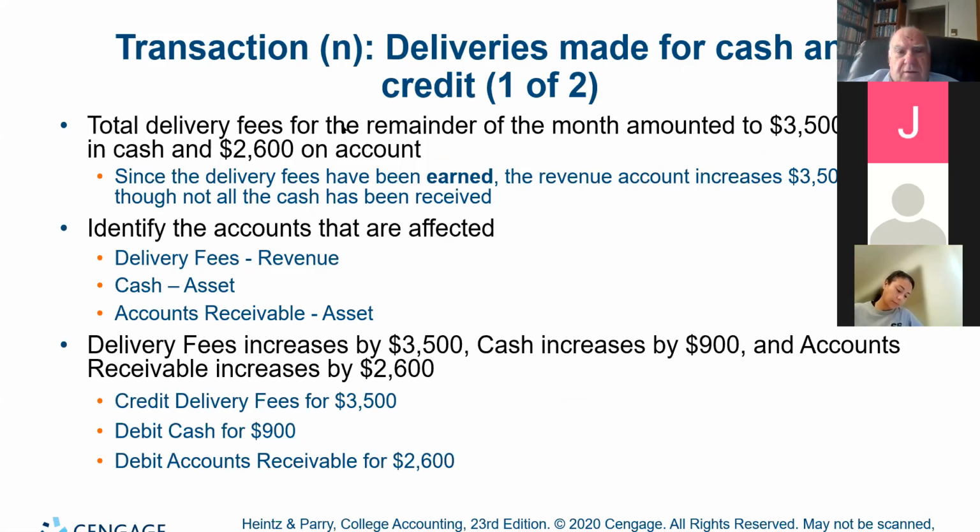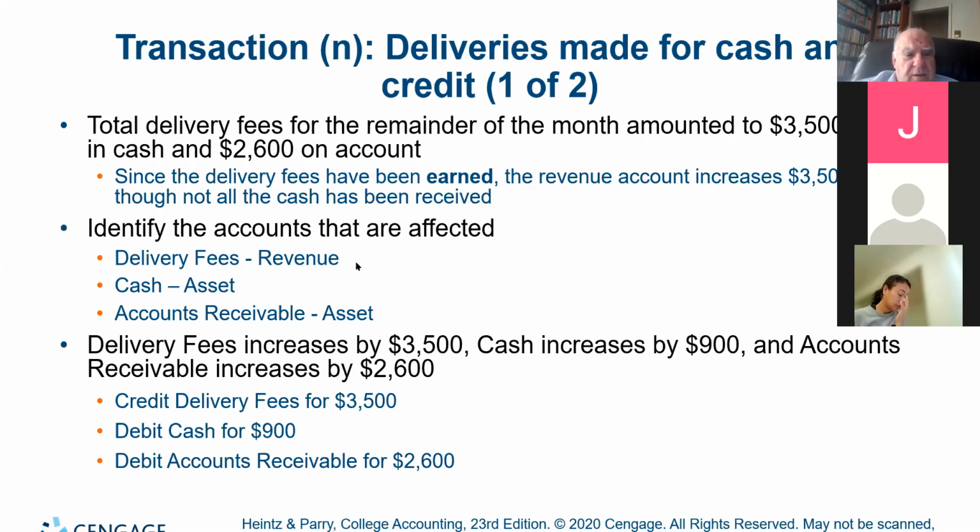Deliveries made for cash and credit. Wow, he's got some more business, huh? Total deliveries, he delivered another $3,500. So those are sales. $900 was received back in cash right away and $2,600 on account. So we know it's accounts receivable or accounts payable. In this case, it's clearly accounts receivable. We delivered meals and those meals are valued at $3,500. Since the fees have been earned, the revenue account increases $3,500, even though not all the cash has been received. The cash and the recording of the income do not follow each other necessarily.